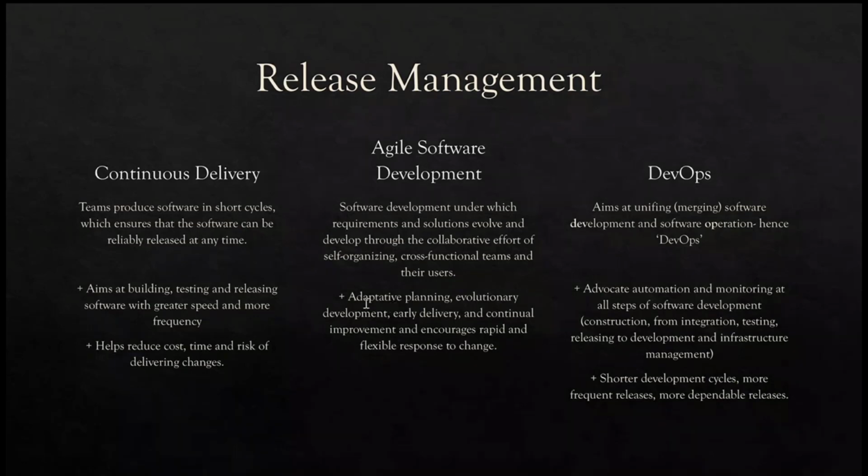And then there's agile development. Agile development is when the team developing the program have a collaborative effort between themselves and also their users or their customers. During agile development, they track essentially every stage of the development, from adaptive planning to evolutionary development to early delivery and so on. The point of this is to encourage a rapid and flexible response to any changes in the software that might need to be made.